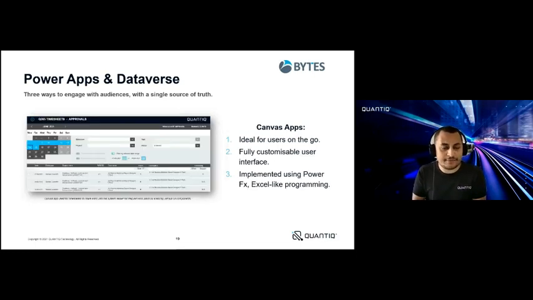We then have the Canvas app, which is the newer type of app in the Power Platform. So the Canvas app is really ideal for users on the go or for purposes where you have one particular process and it needs to do one thing well in a tailored way. So the main difference between a model-driven app and a Canvas app is that you have complete control over the user interface in a Canvas app.